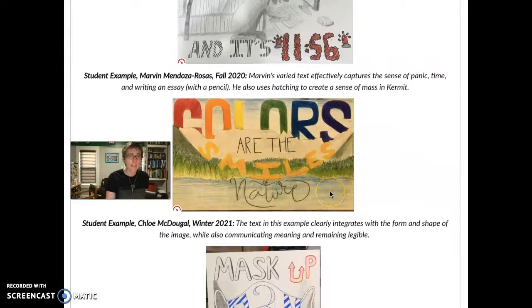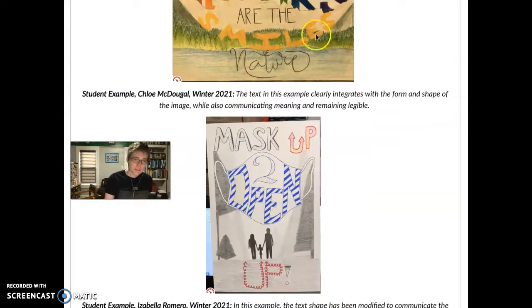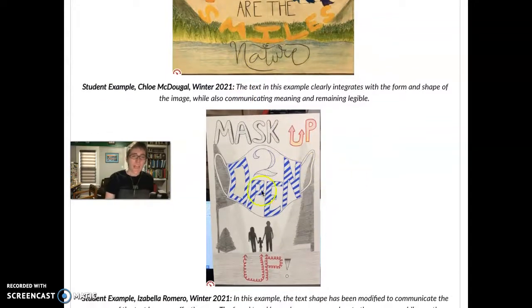Here we've got text that works with the image. Not quite as much range of tone here, but look at the color. The text color communicates color, right? The smile looks like a smile, right? Here, this is why I was talking about that up letter, right? The sense of moving up.